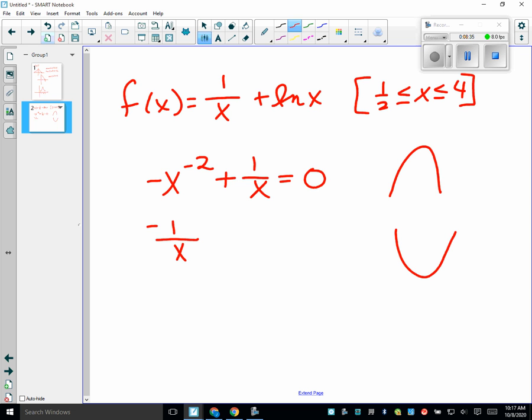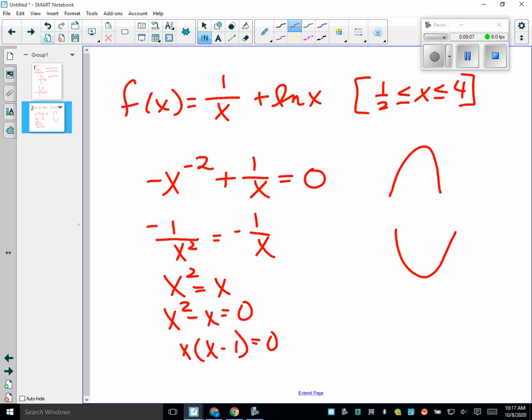Is this negative 1 over x squared equals negative 1 over x? Yeah. Because if I have two fractions equal to each other, how do I solve them? Cross multiply. So x squared equals x. And that's the only time we can do that, right? So x squared minus x equals 0. x times x minus 1. So what is x? 0 and 1? Oh, 0. Forgot about 0.